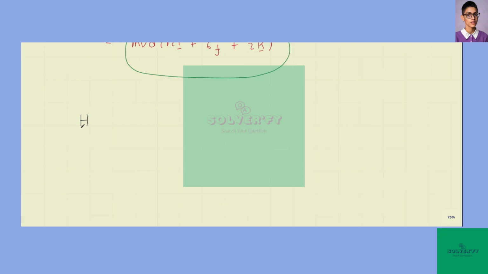Lastly, the time derivative of the angular momentum, Ho dot, is equal to the sum of the moments about O. And this we can see is simply minus F, the only force acting on the particles, times d along unit vector j.